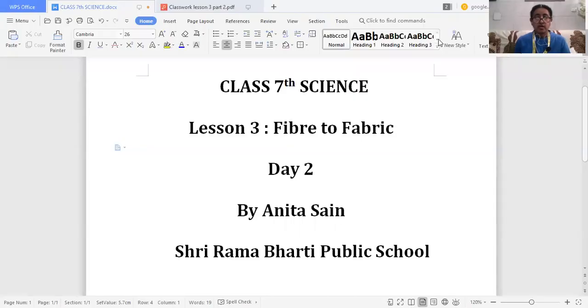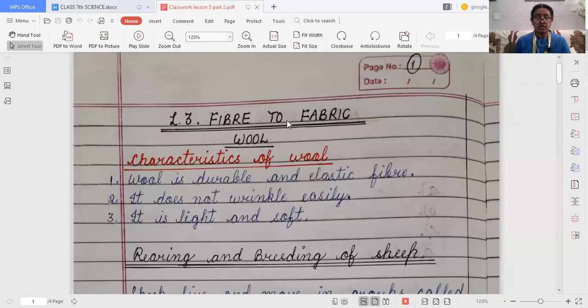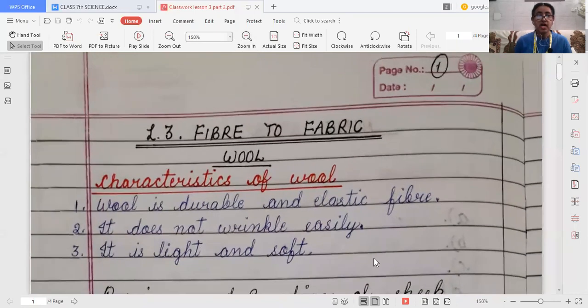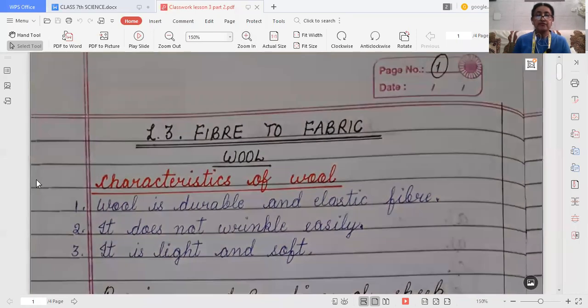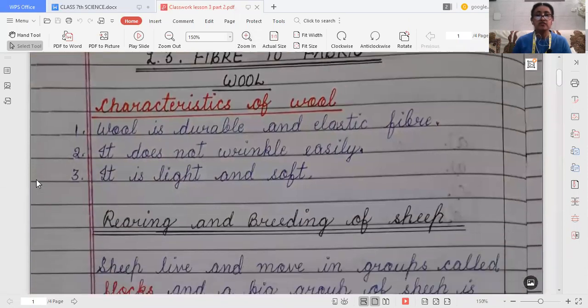Today I will start a new topic from the chapter Fibre to Fabric. So let's start. Already we have done what are fabrics, fiber and different fibers obtained from animals. Now today we will go to the first animal fiber, that is wool.